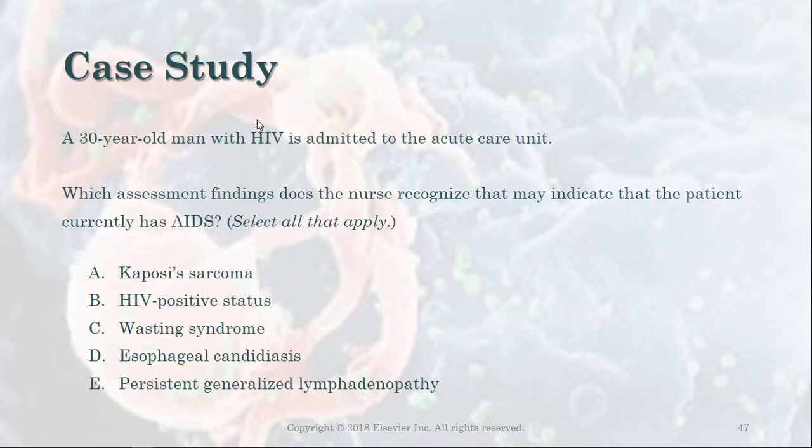So a 30-year-old man with HIV is admitted to the acute care unit. Which assessment findings does the nurse recognize that may indicate that the patient currently has AIDS? So you could select all that applies. So Kaposi sarcoma, which happens to be one of those AIDS identifying illnesses.